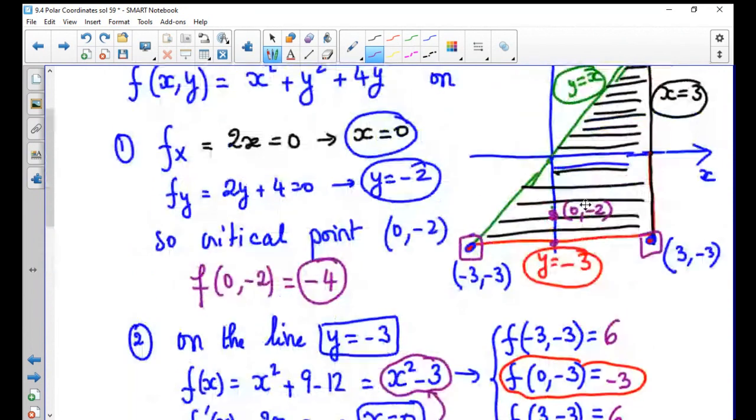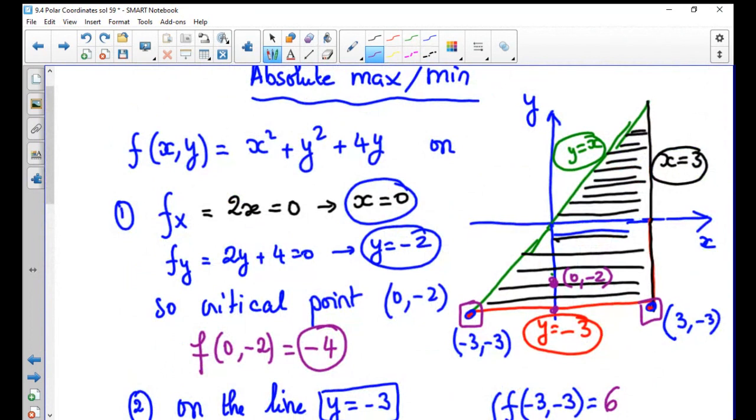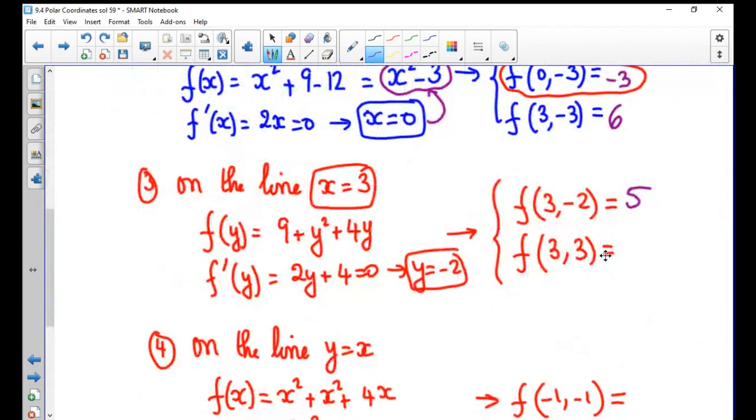Again, if you look at the line, you also need to consider the 2 points at the end: (3, -3), which we already did, and this point up here, which is (3, 3). Because it's on the line y equal x, so when x is 3, y will also be 3. So you need to find f of (3, 3). That one will be quite a big number, 30.